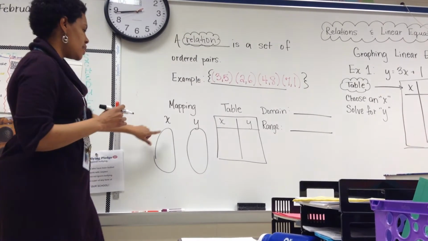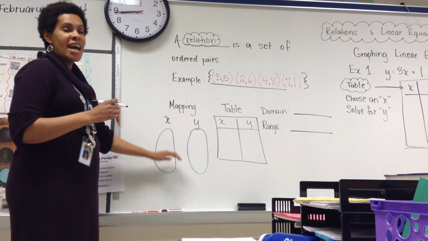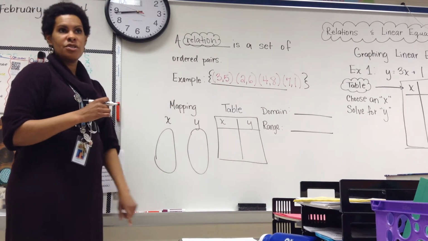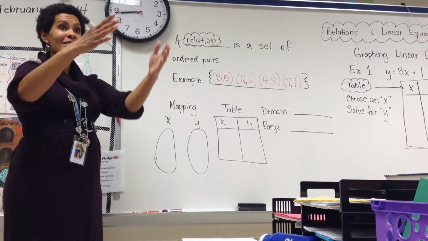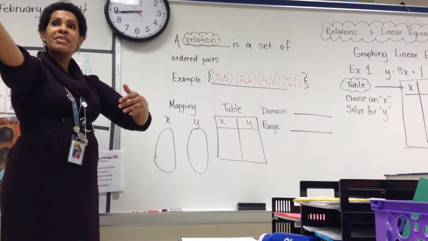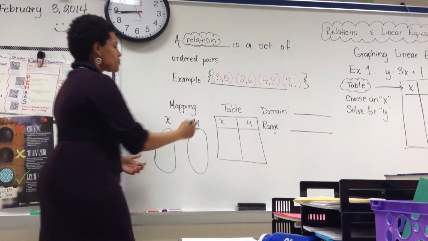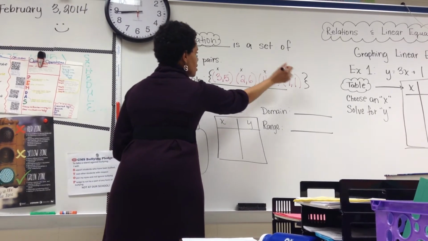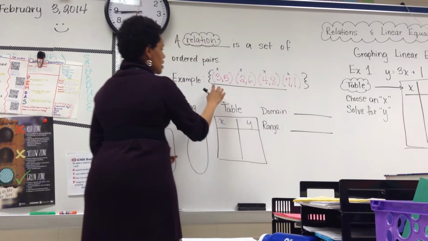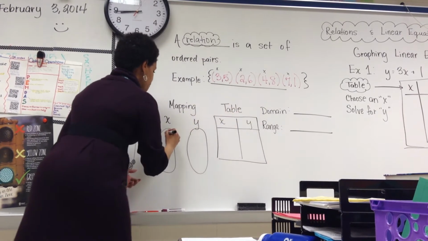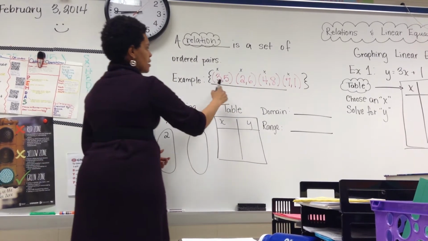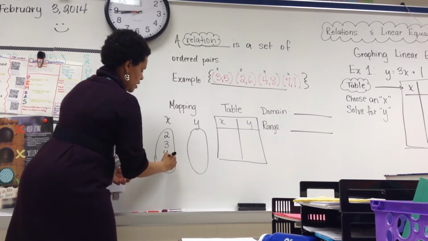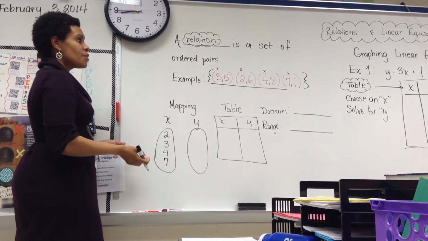Who can remind us how the X's have to be written in the mapping, and actually when we list our domain and range? Least to greatest in order. So I'm going to put an X over all of my X values, and I'm going to find the smallest one, 2. That's going to be the first thing in my mapping. And then 3, and then 4, and then 7. Because order matters.